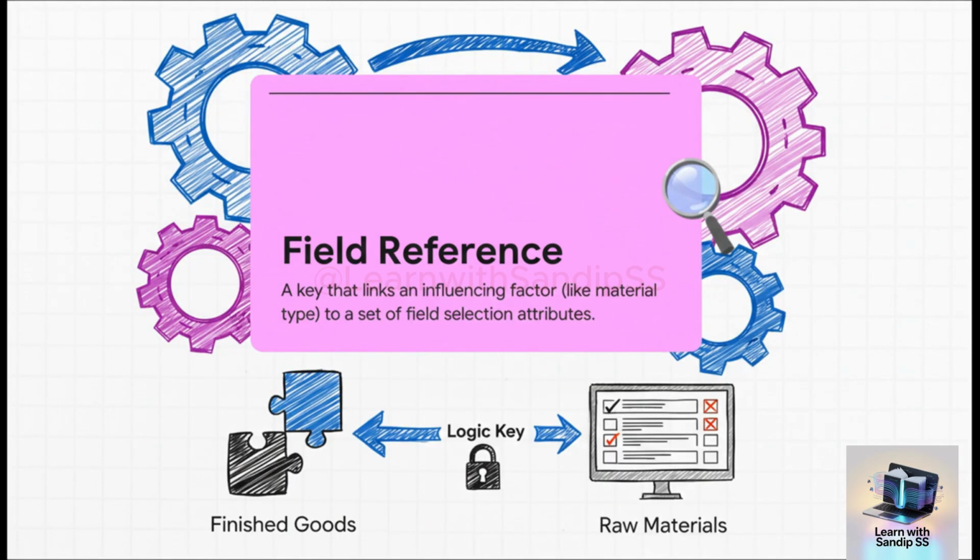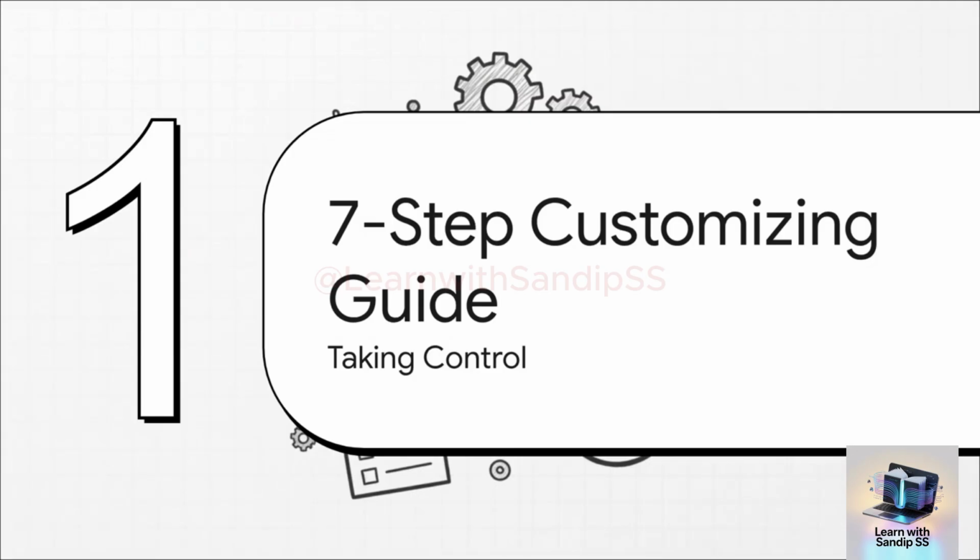The second piece of this puzzle is the field reference. Okay, this is the brain of the operation. It's what connects a business situation, like your material type, to your screen settings. I mean, you'd want different fields for finished goods than you would for raw materials, right? Well, the field reference is the thing that tells the system, hey, when the material type is a finished good, use this set of rules for the screen. Simple as that.